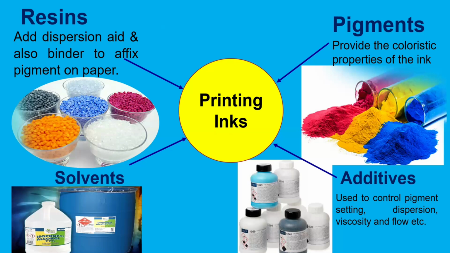Then another component, pigment. Pigment provides the color properties of the inks. We are using multiple types of pigments: green pigment in green inks, red pigment in warm red. Then solvents. In inks, we also use solvents like isopropyl alcohol, ethanol, and ethyl acetate. And the fourth component is the additives that enhance the properties of printing inks.